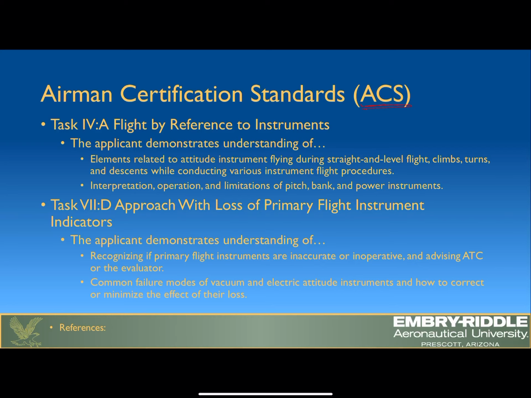And then in task 7D, approach with loss of primary flight instrument indicators. The applicant demonstrates understanding of recognizing if primary flight instruments are inaccurate or inoperative and advising ATC or the evaluator. Common failure modes of vacuum and electrical attitude instruments and how to correct or minimize the effect of their loss. So those are the things we are responsible for.